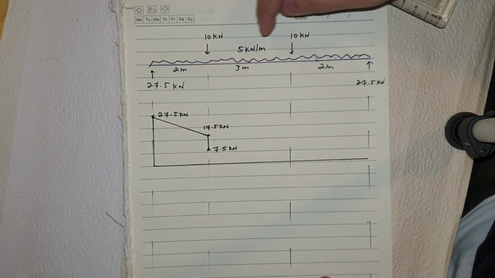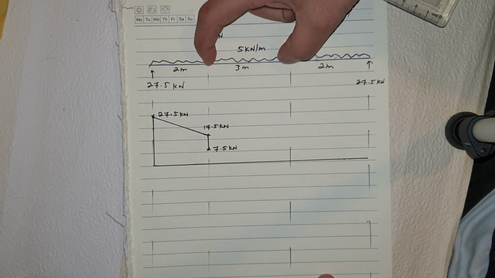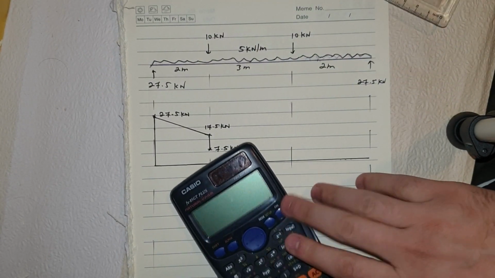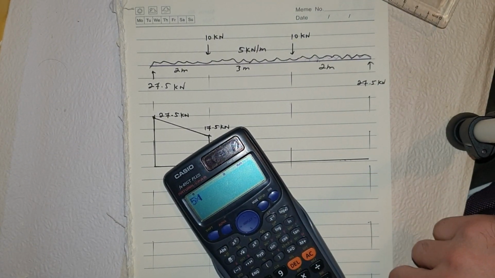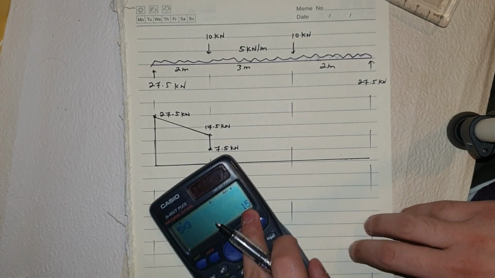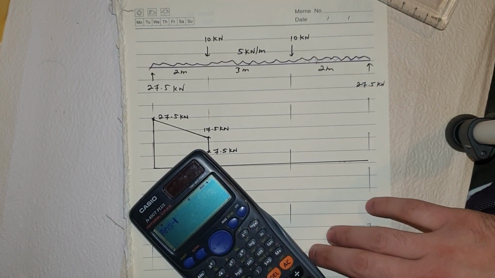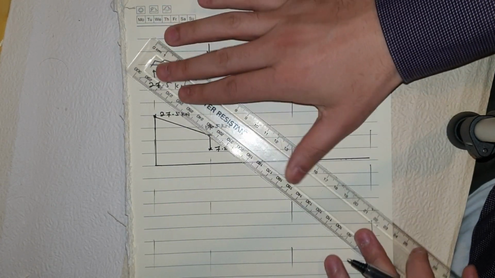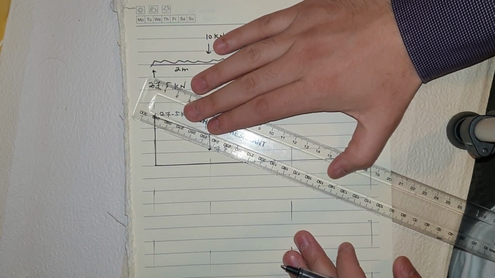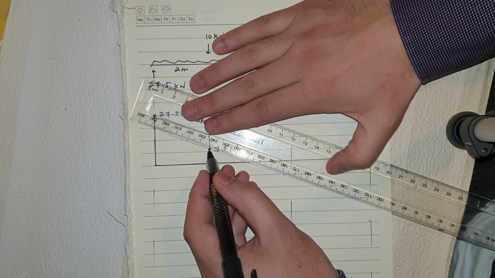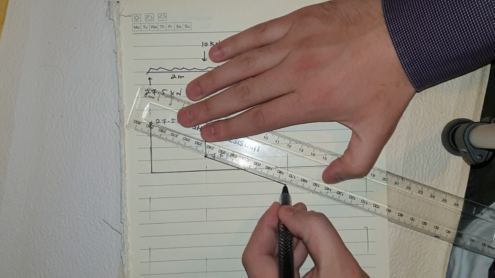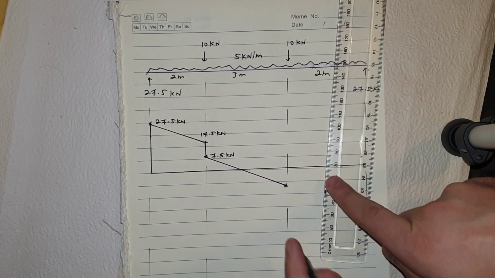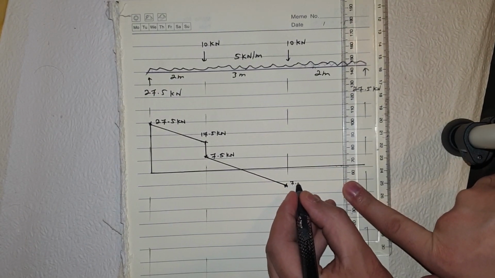So I have a 3 meter UDL. So now 5 times 3, that will be 15. 15 minus 7.5, and that will be equal to minus 7.5. So it goes like that up to 7.5. And here 7.5 kilonewton.